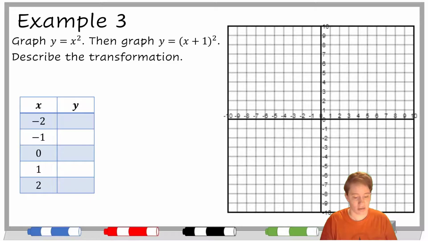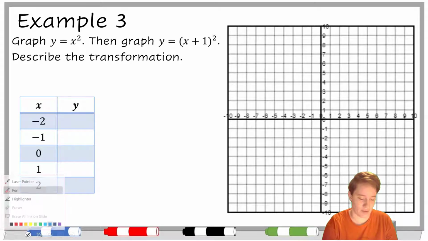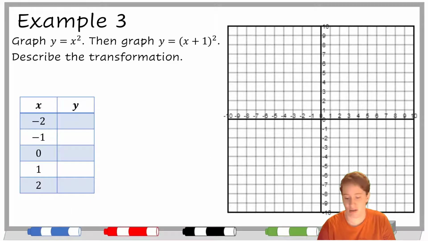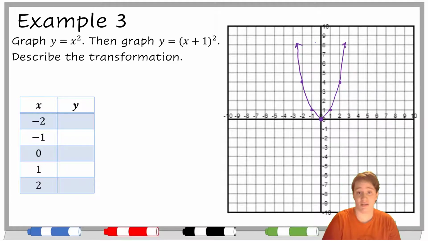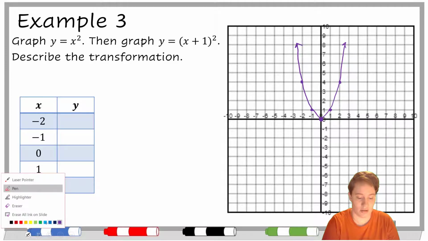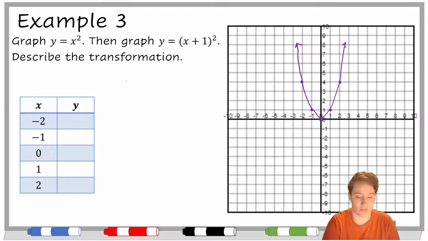So let's go ahead and graph y equals x squared. Hopefully you're getting the hang of this pattern here. I start at 0, 0, out 1 and up 1, out 2 and up 4. Voila. Then let's use the table of values to figure out what's going to happen here with that +1 inside.